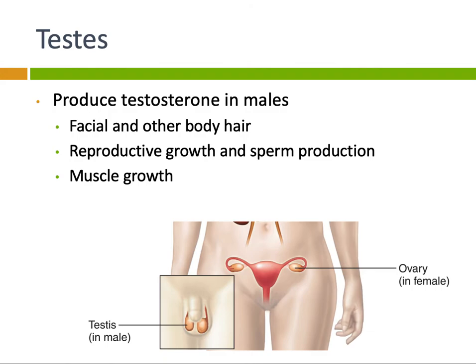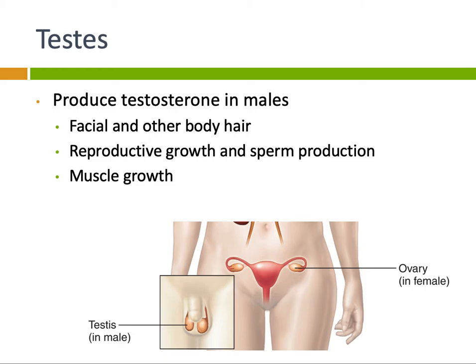Lastly, we'll talk about the testes. The testes produce testosterone in males. Now, females do also have testosterone. That's produced in the ovaries, the adrenal glands. So that was that supplemental sex hormone part we touched upon with the adrenal glands, as well as other locations in the body.